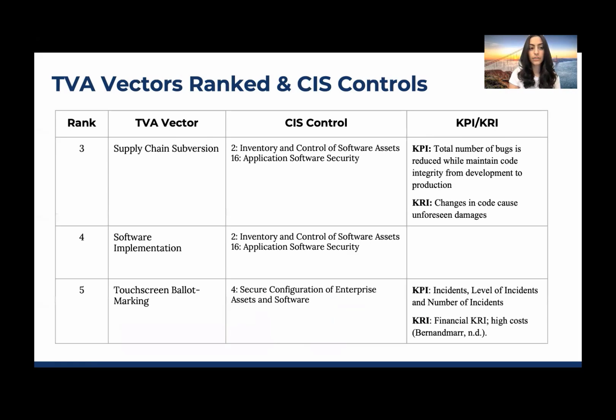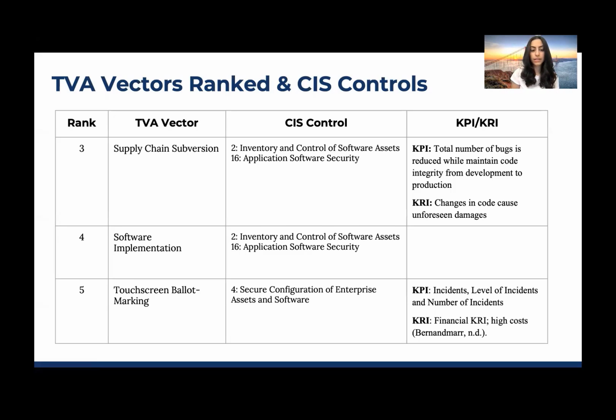The second slide covers the third on the list, which is supply chain subversion. Falls under CIS controls 2 and 16, which is inventory and control of software assets and application software security. KPI is the total number of bugs is reduced while maintaining code integrity from development to production. And KRI, changes in code cause unforeseen damages. 4 on the list is software implementation. Falls under CIS control 2, inventory and control of software assets as well, and 16, application software security.